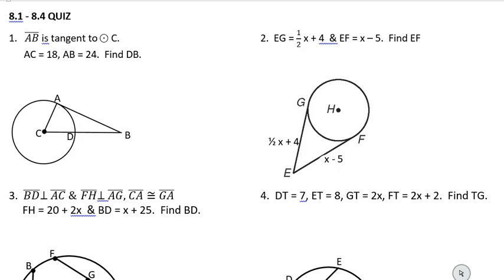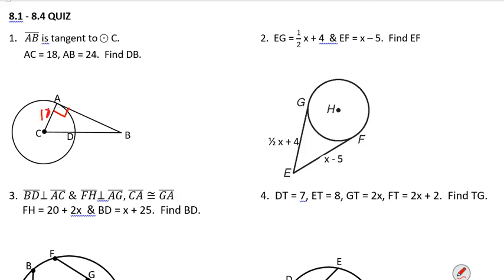So in this video, I'm going to go over the 8.1 through 8.4 quiz. First of all, it says AB is tangent to circle C. Well, if that's true, then there's a right angle right here at A because AC is a radius, and where the radius and the tangent intersect is a right angle.